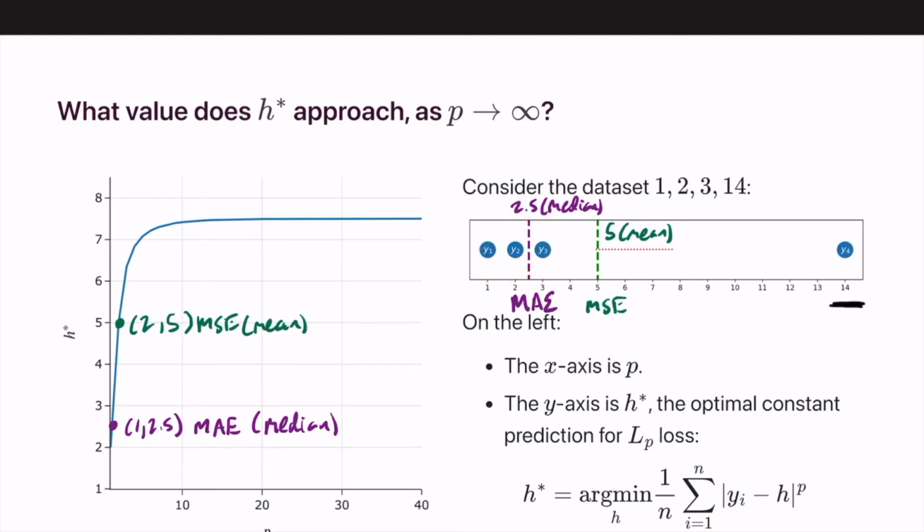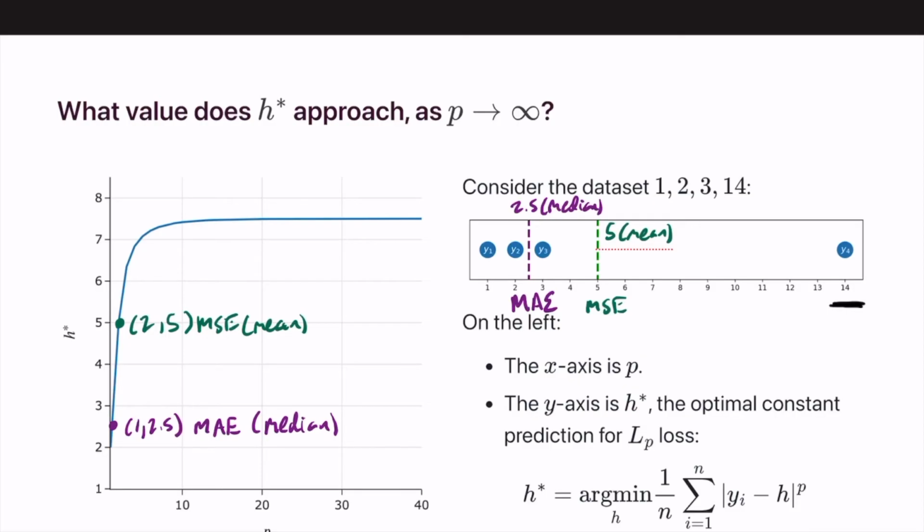And there's one pattern you might see here, 7.5, and you might say, oh, well, 5 plus 2.5 is 7.5. And that's just because of this example. The mean squared error h star plus the mean absolute error h star equaling 7.5 is not something that you should think about. That's just due to chance.